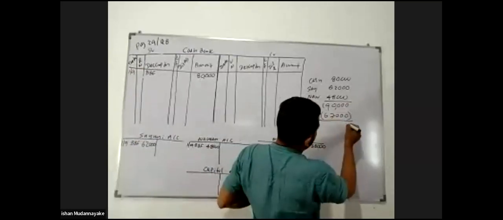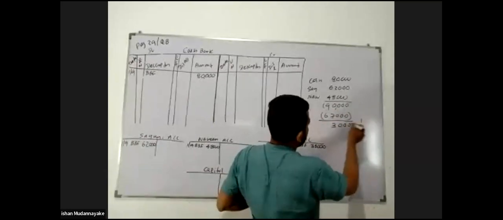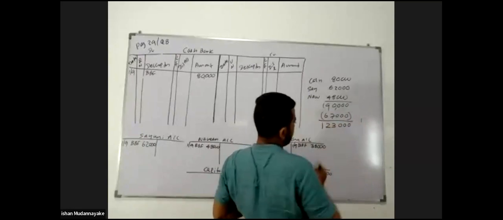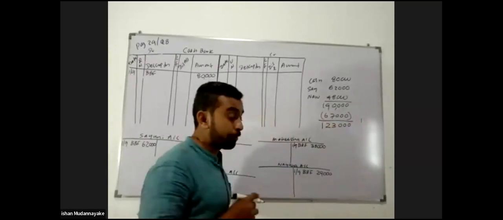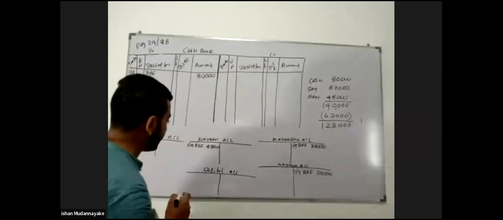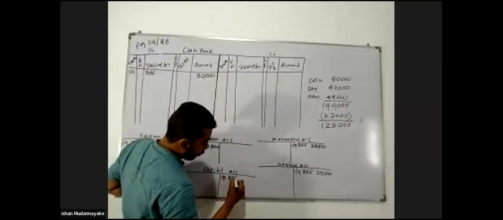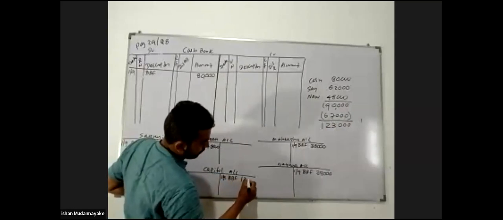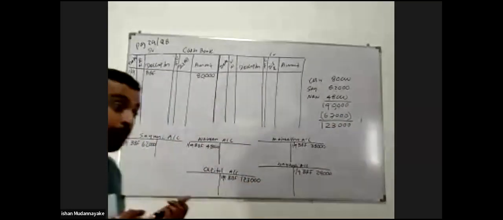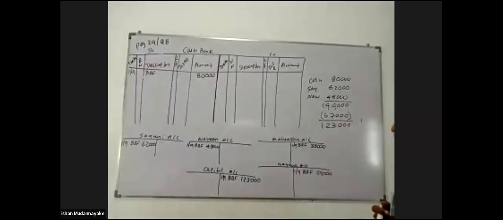Then opening capital balance. Now you can calculate the opening capital balance. Lamai, 123,000 is the opening capital balance. Then here for September, balance brought forward, opening capital 123,000. Right, now the opening balance is equal. The opening balance of the business is equal.